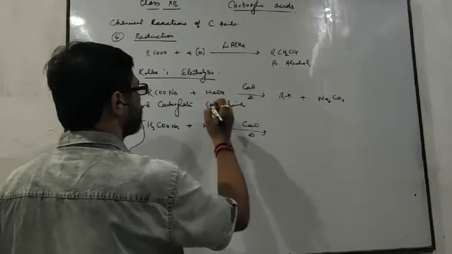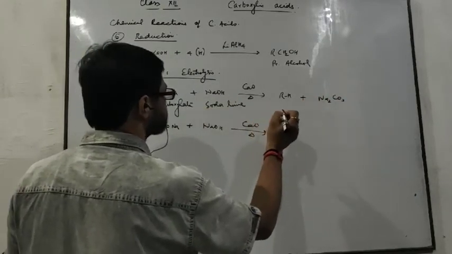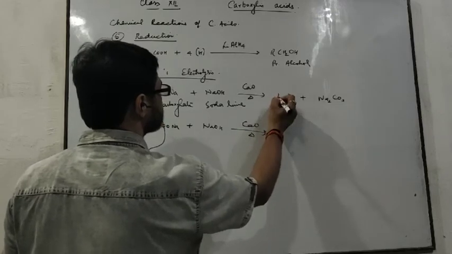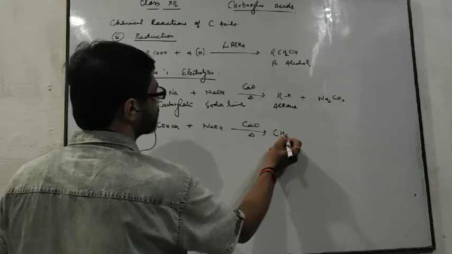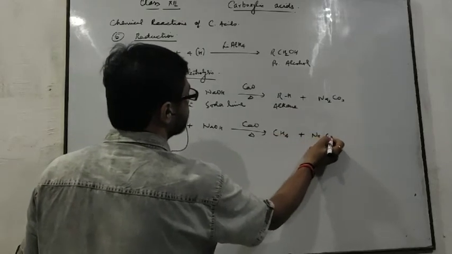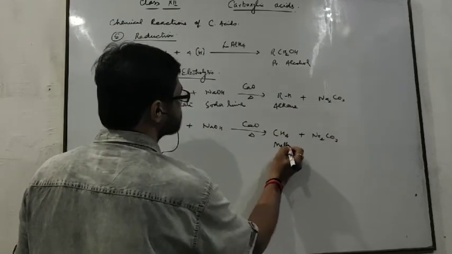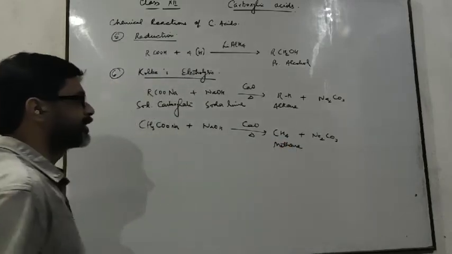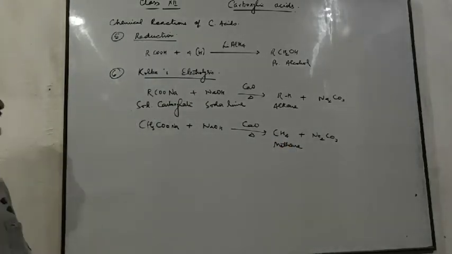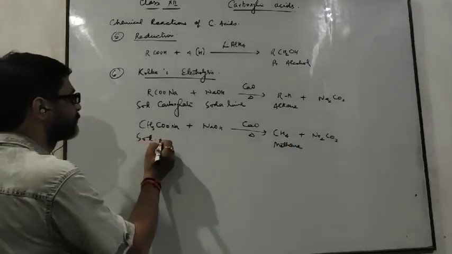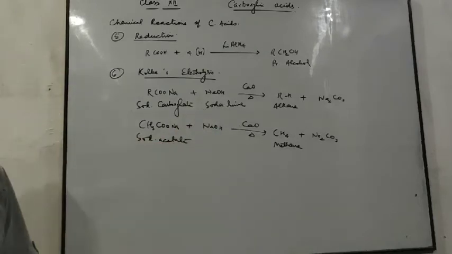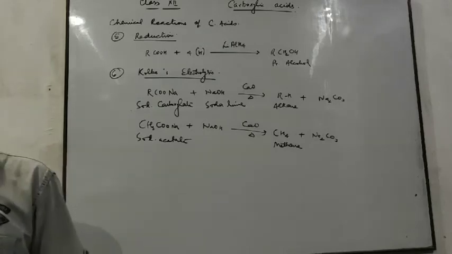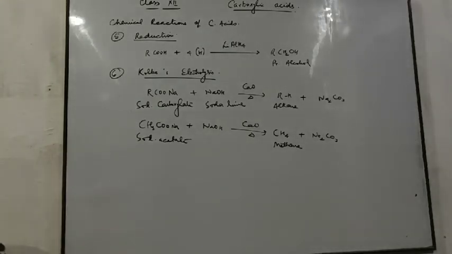This reaction you had already discussed in class 11th in the chapter alkane. This reaction is used for the preparation of alkane and sodium carbonate is released. Methane is formed and sodium carbonate is released. This one is sodium acetate. Sodium acetate on reaction with soda lime gives methane. This is the reaction shown by sodium salt of carboxylic acid.